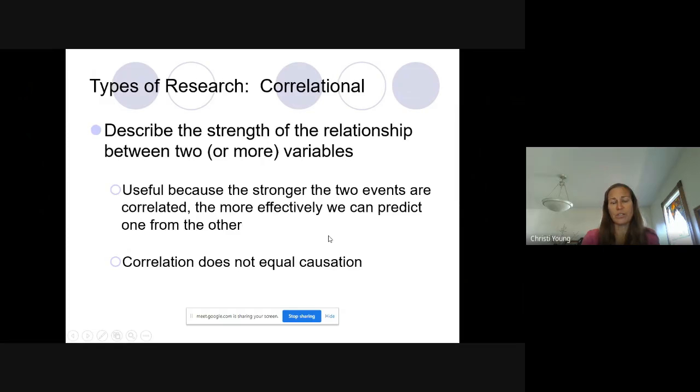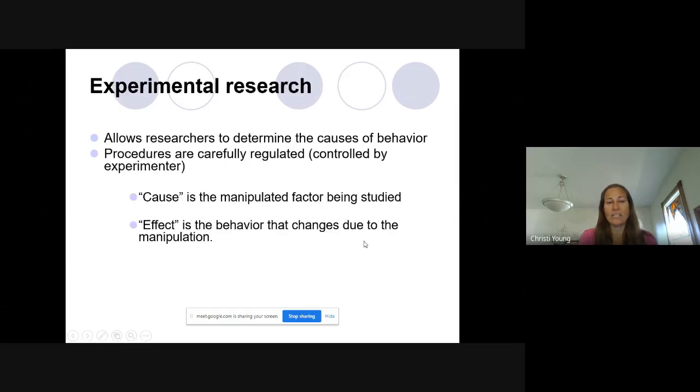Correlational research is going to look at two variables. They're going to specifically look at the strength and the direction of those variables. And this will not give you causation because the only way that you can get causation is through experimental research.